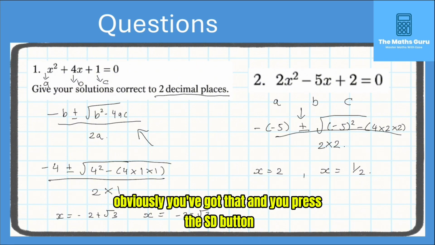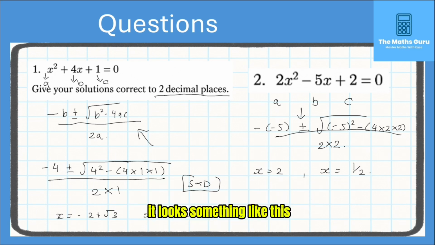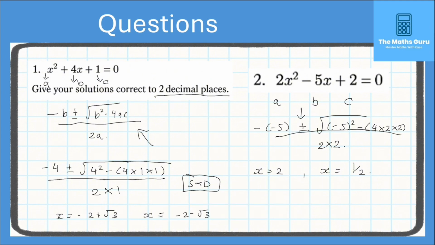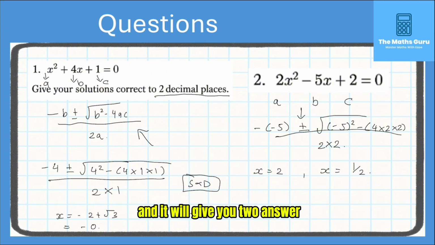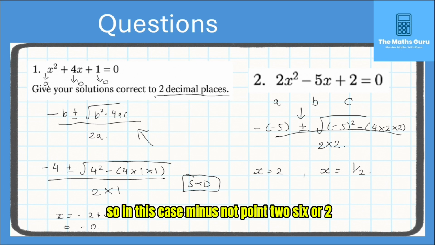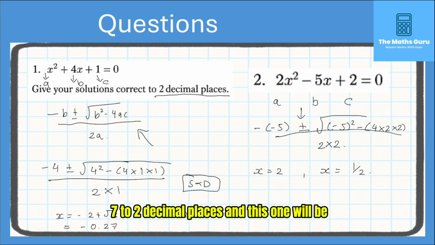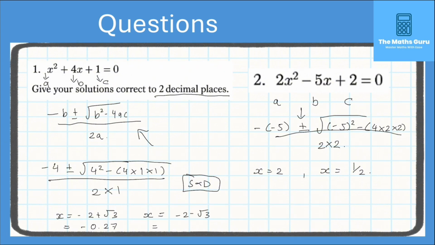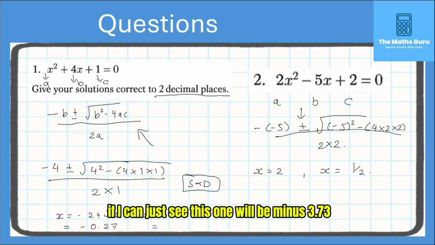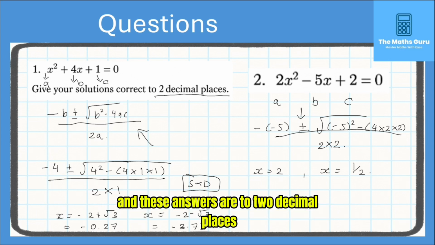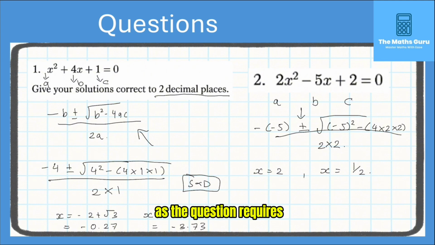Obviously you've got that, and you press the SD button. It looks something like this if you have the Casio ClassWiz. Simply tap on this button and it will give you your simplified answer. So in this case, minus 0.26 or 27 to two decimal places, and this one will be, if I can just see, this one will be minus 3.73. And these answers are to 2 decimal places as the question requires.